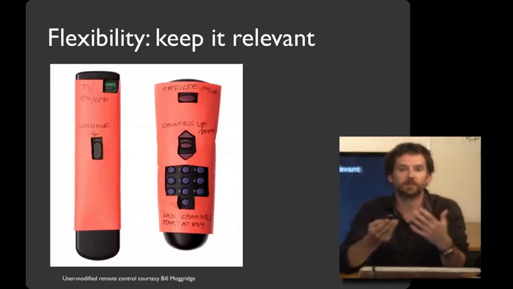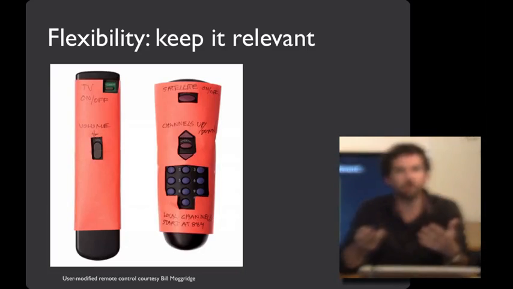And finally, flexibility can be incredibly valuable. It is possible to go overboard. This is a photograph from Bill Moggridge, who shows an interview with a user who had hacked their remote control to limit it to just the relevant functionality that they needed. And so flexibility can sometimes be a tension with minimalism.